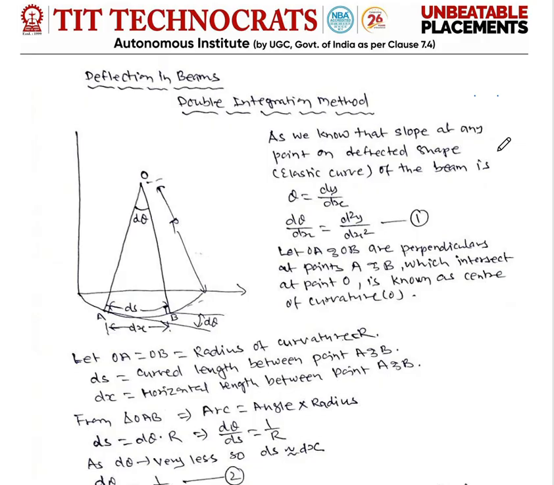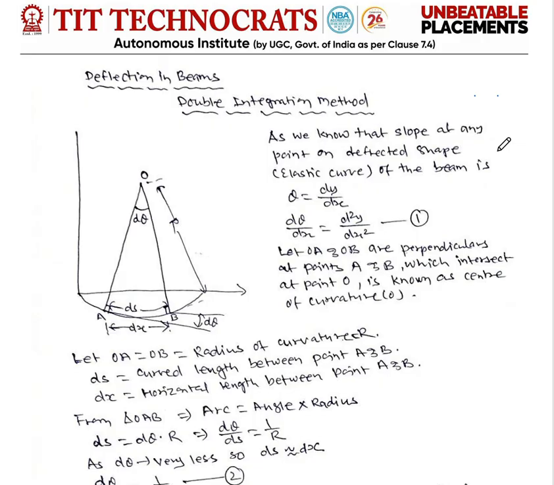Today, I am discussing one simple derivation of the double integration method, by which we can calculate the slope and deflection. Actually, there are five methods to find the slope and deflection. First one is the double integration method. Second is the area moment method. Third one is Macaulay's method.